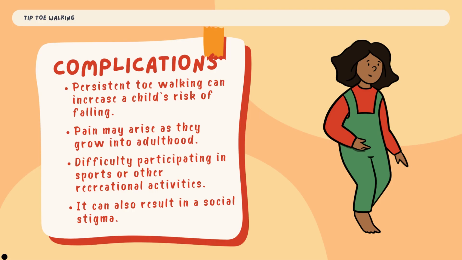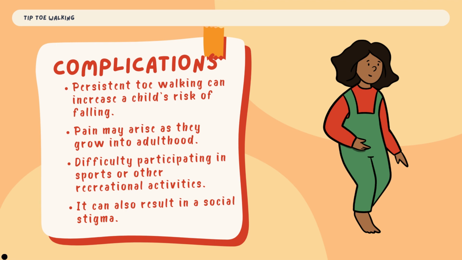There are many complications connected to toe walking. Here are some of the examples. Persistent toe walking can increase a child's risk of falling. For example, they tend to lose their balance, hence, they may easily fall.